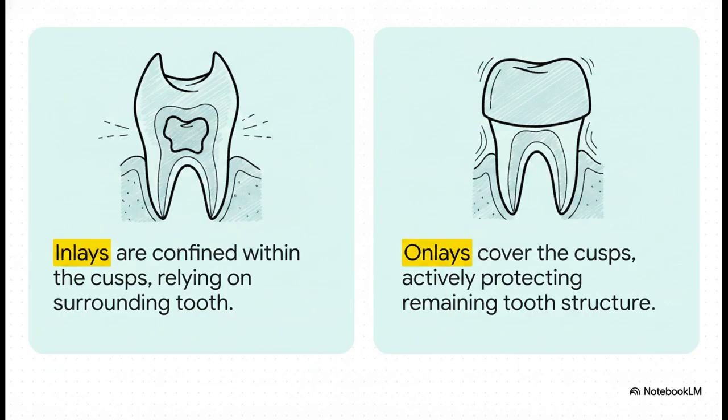The inlay is confined within the cusps. It actually relies on the surrounding tooth for protection. The onlay, however, scales up to cover the cusps, meaning it actively protects whatever remaining tooth structure is beneath it from the intense forces of chewing.